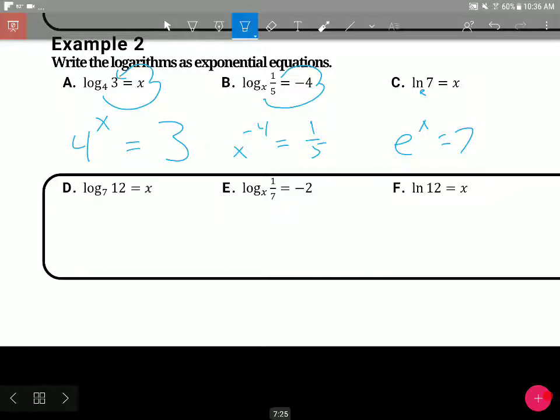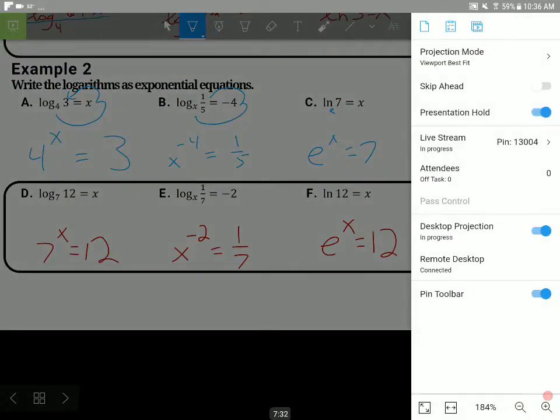All right. Try the next 3. Take a second and knock the next 3 out real fast. All right, whenever you're done, look up, see how you did.